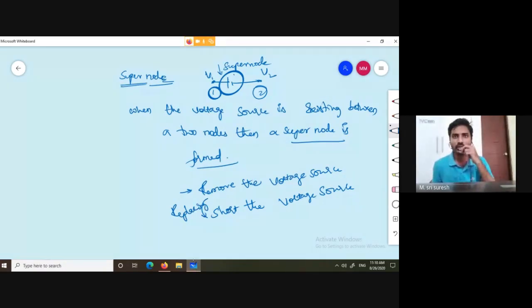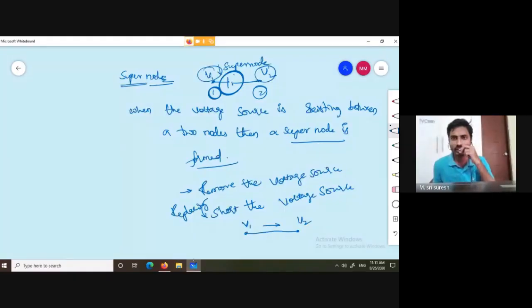So that means we are making the voltages V1 and V2 equal. This V1 potential is equal to V2. Then there will be no current passing through this. Whenever current passes, there is a potential difference across the conductor. Here there is no potential difference because V1 and V2 are both equal. So the current is zero in this particular supernode branch.